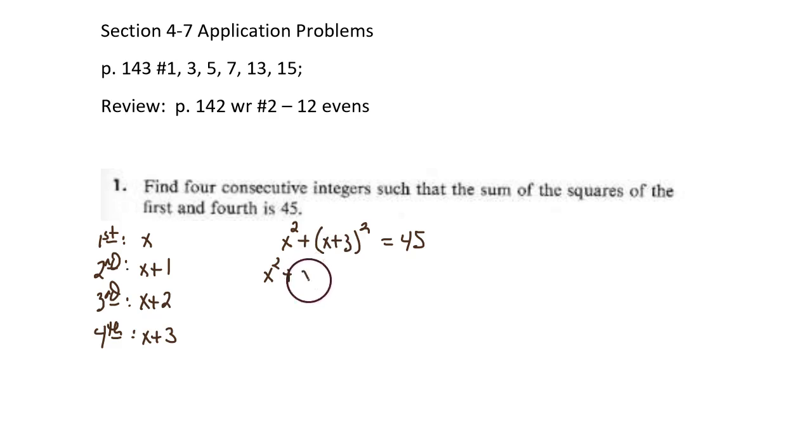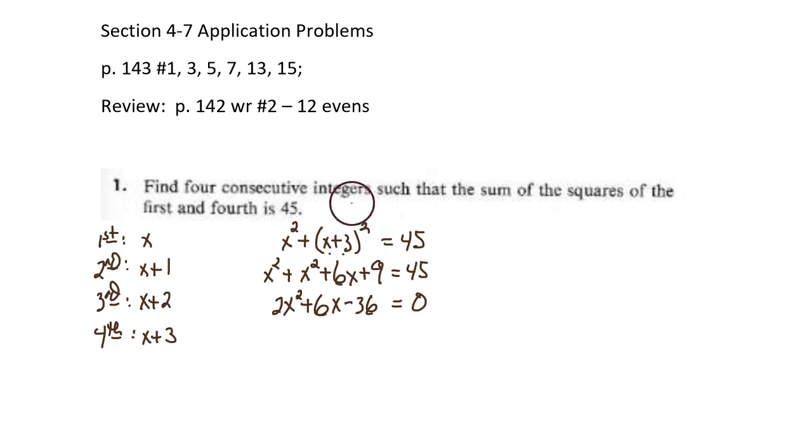Take the first term and square it. Double the product of those two terms. That would make 6x. And then square the 3. Now let's combine like terms and get a 0 on the right. X squared plus x squared is 2x squared. Here's the 6x. And now let's subtract 45 from both sides. 9 subtract 45 is negative 36. And that's now equal to 0.